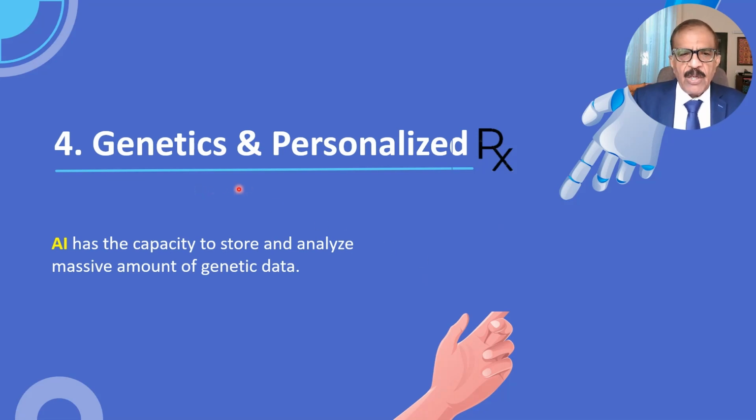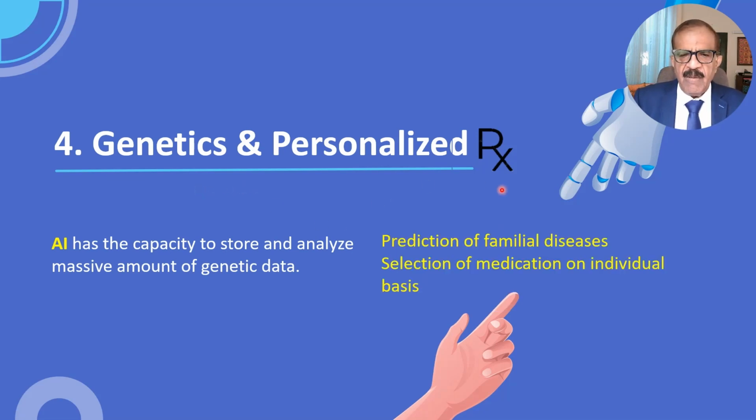Genetic background and personalized treatment. Prediction of familial diseases: there are certain diseases which run in the family. Now, artificial intelligence can predict with much more accuracy the chances of having that disease in the next child who is going to be born. So I think we can plan our families accordingly. And then, selection of medication on an individual basis.